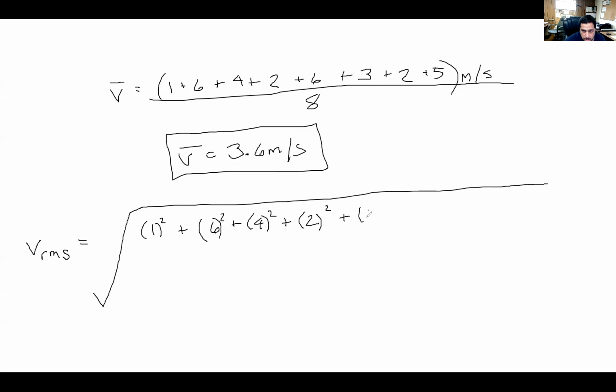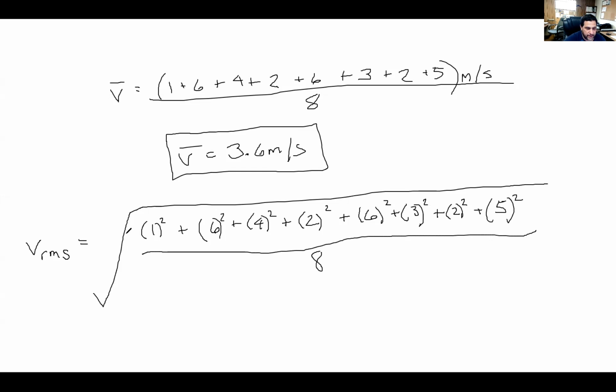plus 6 squared plus 3 squared plus 2 squared plus 5 squared. Did I get them all? 1, 2, 3, 4, 5, 6, 7, 8. Yes, I got them all. So those are all my velocities squared. I'm taking the average, so I square all my velocities in the numerator, divide it by the number of data points, then take the square root of it.